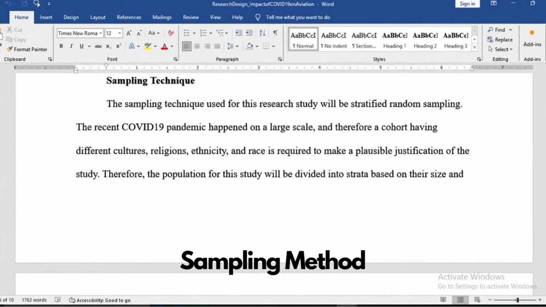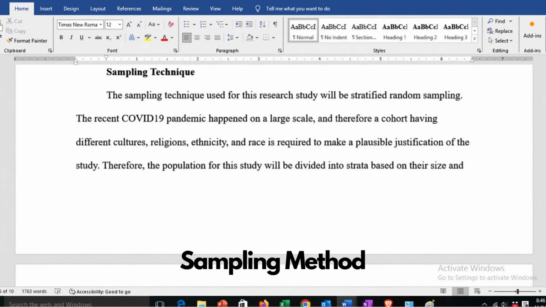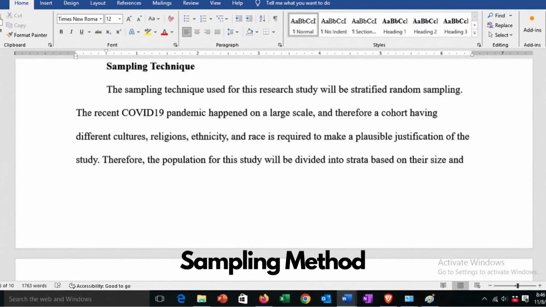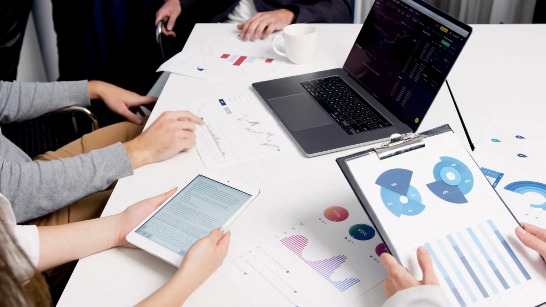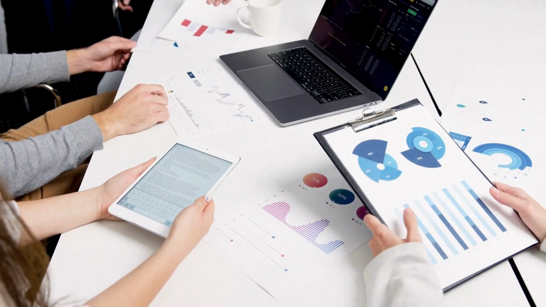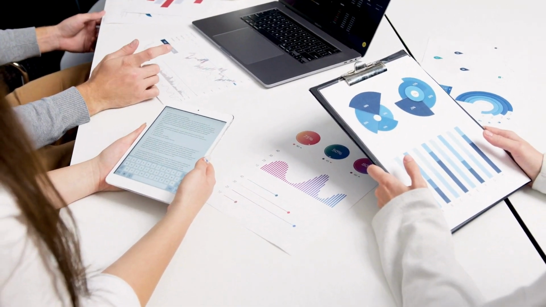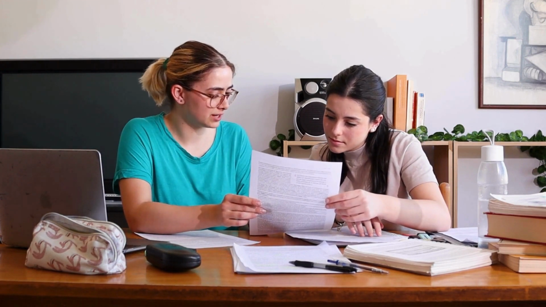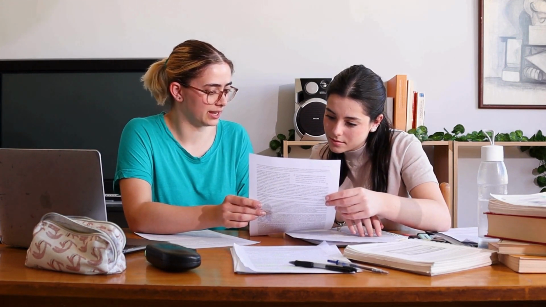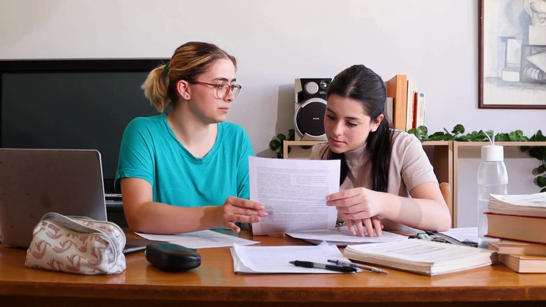Sampling method. Next, write which sampling method you used in your research. Sampling methods are techniques used in research to select a subset, or sample, from a larger population for the purpose of data collection and analysis. Generally, random and stratified sampling techniques are famous, but other types are also available. The choice of the sampling method depends on the research objectives, the population under study, and the resources available.